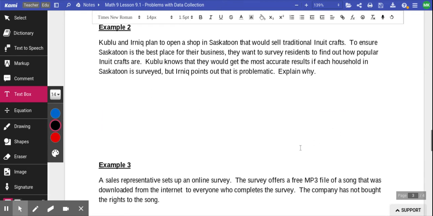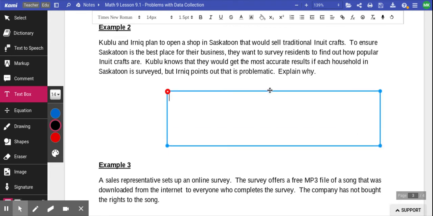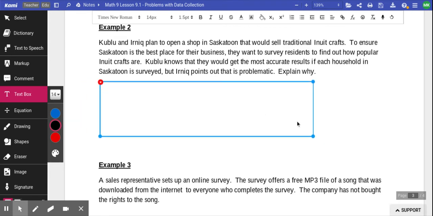Awesome. Example 2. Kublu and Ernique plan to open a shop in Saskatoon that would sell traditional Inuit crafts. To ensure Saskatoon is the best place for their business, they want to survey residents to find out how popular Inuit crafts are. Kublu knows that they would get the most accurate results if each household in Saskatoon is surveyed, but Ernique points out that is problematic. Why is that problematic? So if you think about this for a second, try to think about what's wrong with that idea. See if you can come up with a problem for that.